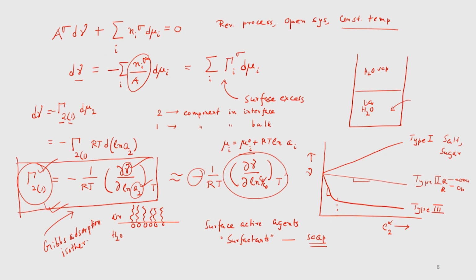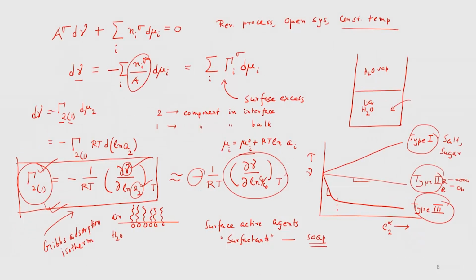Based on the Gibbs adsorption isotherm, we can differentiate molecules into 3 different categories: type 1, type 2, and type 3. Type 3 molecules are very interesting and are known as surfactants, because they have a very high tendency or propensity to go into the interface rather than stay in the bulk phase.